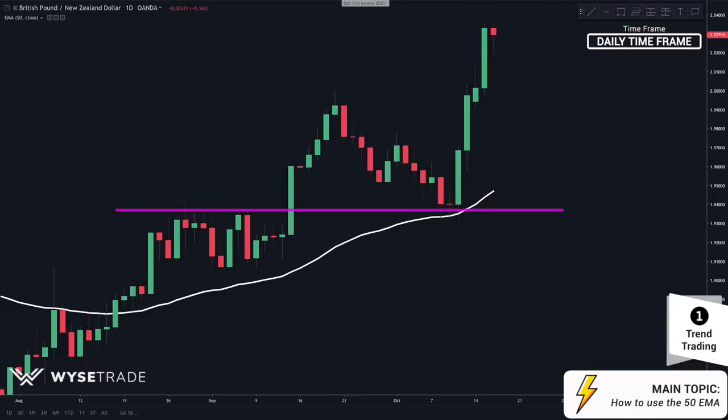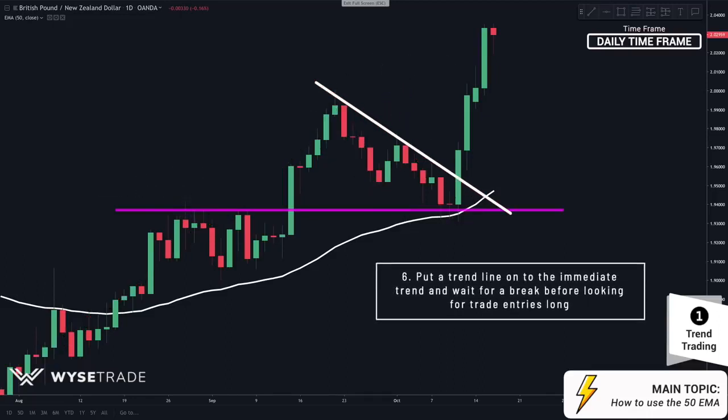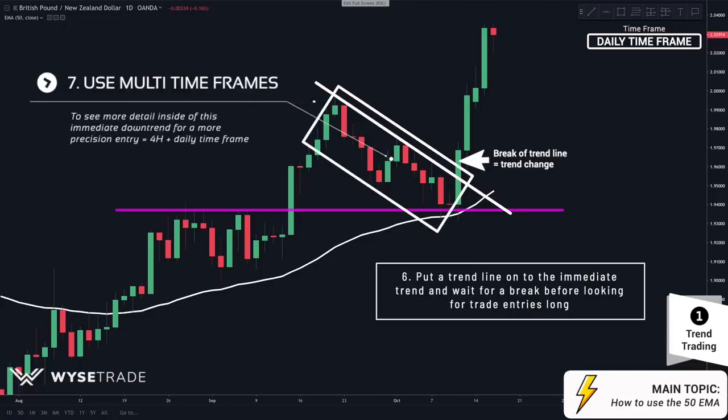So just like in our previous video, what you do is you put a trend line on top of this moving downtrend and wait for a break through the trend line. And once you have that break, you start looking for long entries. Now for us, we always like to look for more detail and confirmation inside of this immediate downtrend.